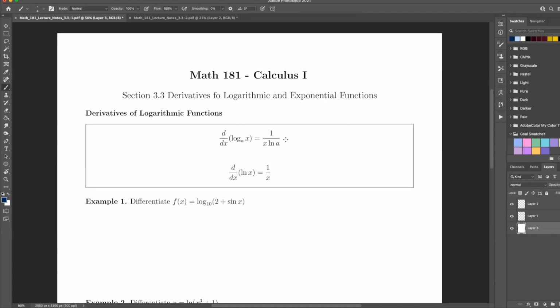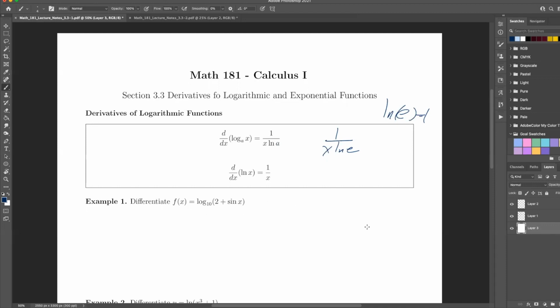Notice here, if a is e, so 1 over x ln of e, well, ln of e, of course, is 1. And so this just becomes 1 over x. And so these technically are the same in my mind. So let's take some derivatives. Let's take log base 10 of this.